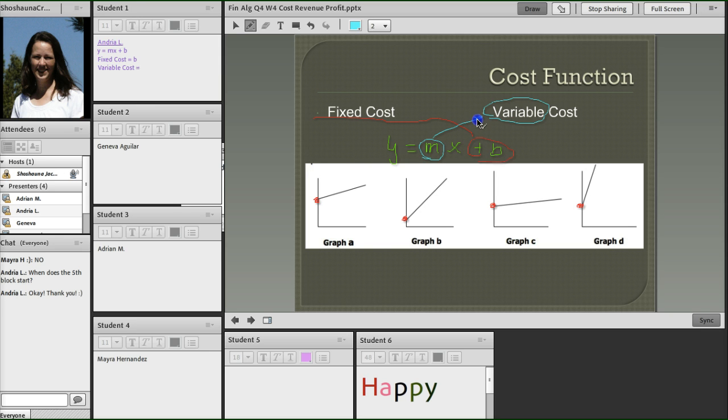Okay, so for your lawn mowing business, it depends on how many lawns we mow as to how much gas we use. So that would be a variable cost. Now my variable cost is going to be rise over run, so I'm just going to make some little triangles, rise over run.